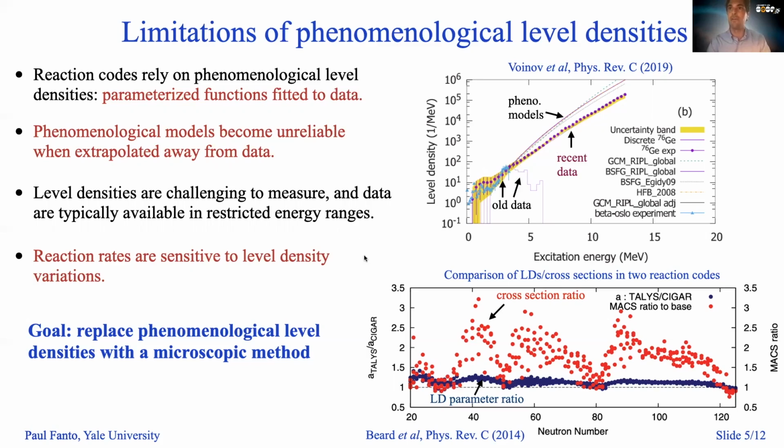because nuclear reaction rates are very sensitive to level density variations. This figure, for example, shows how relatively modest differences in the value of a single parameter between two reaction codes, this parameter is shown in blue, can lead to factors of 2 to 3 differences in the calculated cross sections. A useful goal then would be to replace these phenomenological level densities with microscopic level densities, which are calculated starting from an underlying effective interaction between the protons and neutrons.